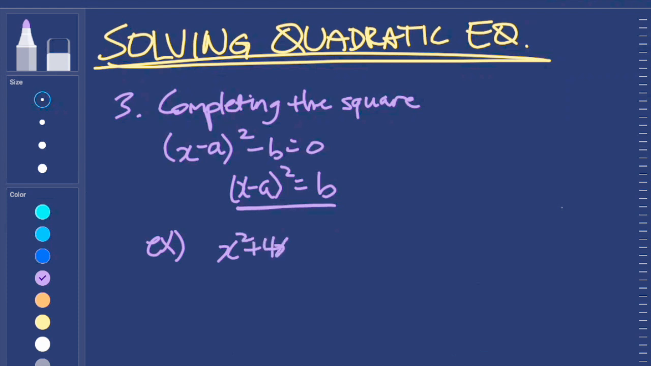So when you look at this example, x squared plus 4x minus 2 equals 0, you have to put the constant on the right side, so you have to add 2 to both sides. So the equation becomes x squared plus 4x equals 2. And then you have to divide the coefficient in front of x, which is b in the standard form, by 2. So when you divide 4 by 2, you get 2.